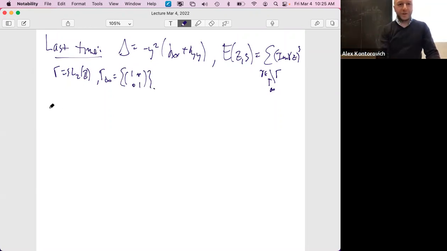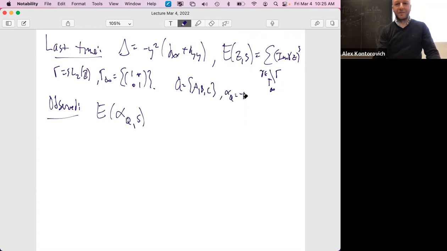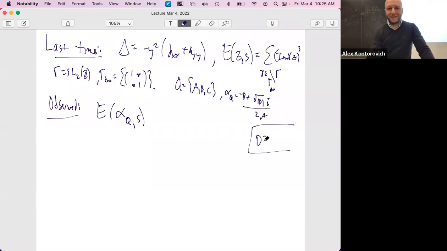Then we observed that if we take this Eisenstein series and evaluate it at alpha q, where q is a quadratic form A, B, C, and alpha q is negative b plus root of the discriminant, which is imaginary, D equals b squared minus 4AC, which is negative. So if we evaluate it at this point, what do we get?